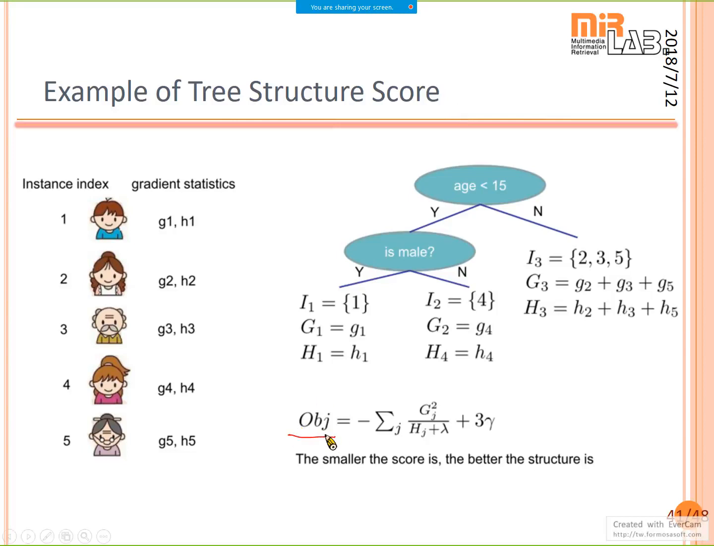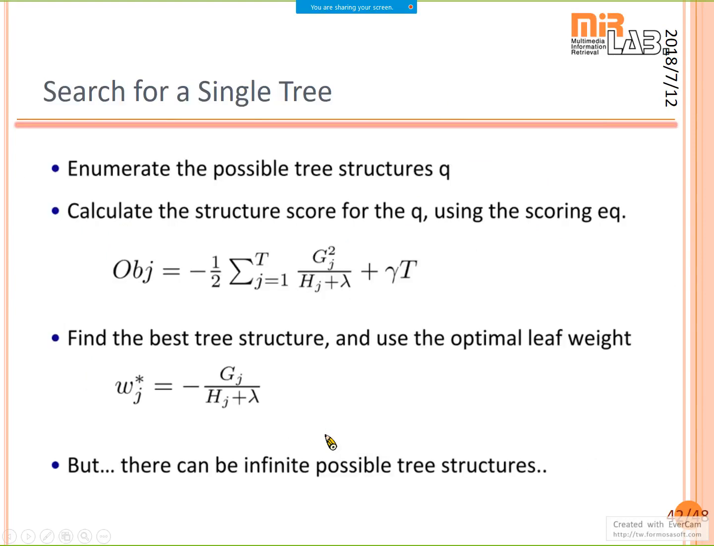But I won't go through the example right here because we don't have too much time. If you are interested, you can go through the details by yourself. Then we want to search for a single tree which can optimize the objective function. One way to do this is to enumerate all the possible tree structures. Then once we have lambda and gamma, we can have the objective function, and then we can find the minimizing weight for the tree.